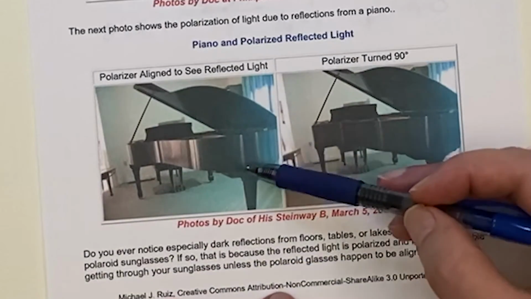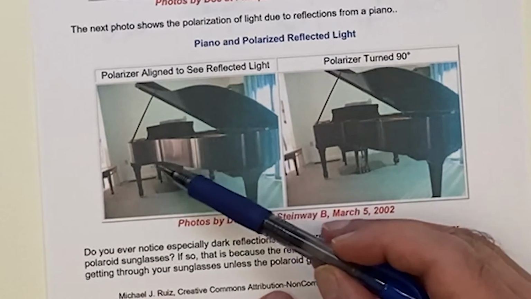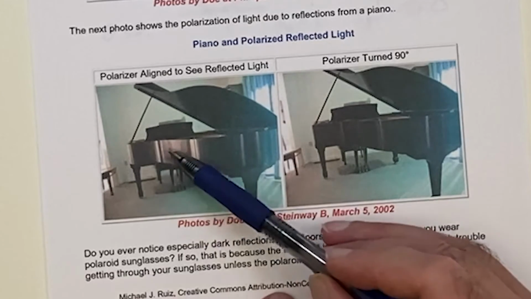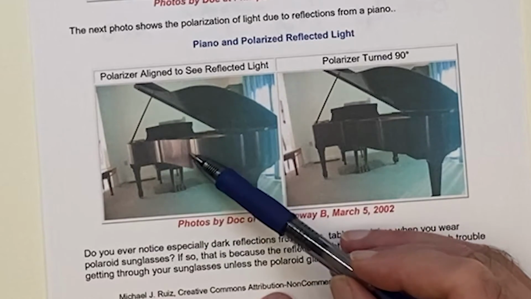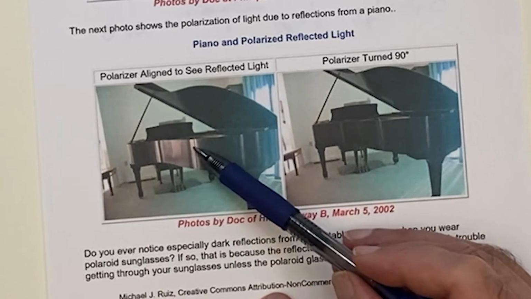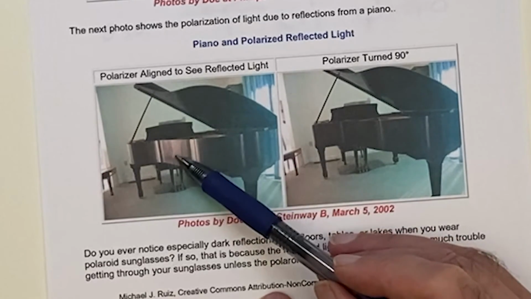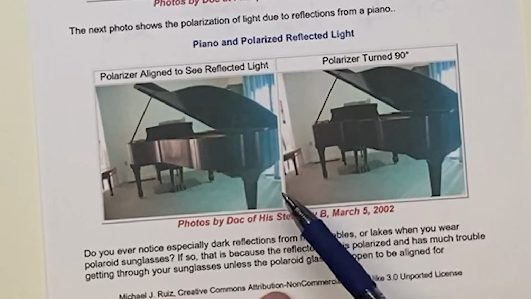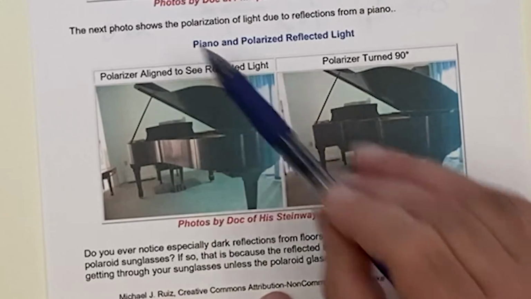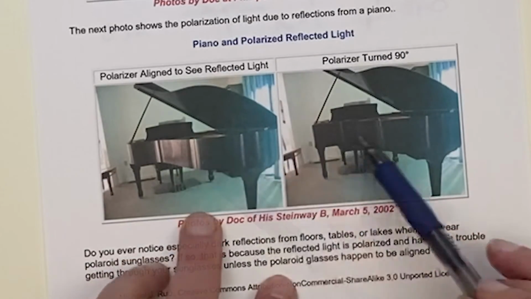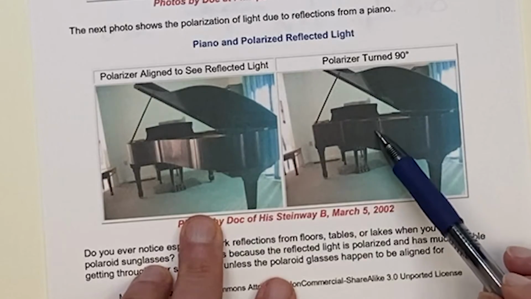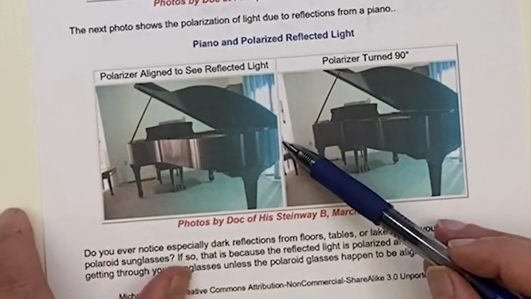And then here at my home with the piano, notice that even the reflection off the piano, you get some polarization. This is not glass, but it's like a shiny finish. And if I put the polarizer and turn it, all these are taken with polarizers. So you can see the effect of having a polarizer on the camera.